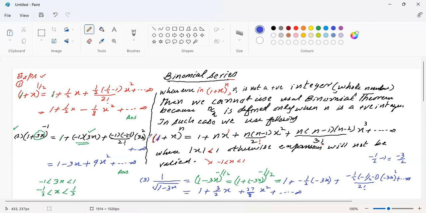And overall, I'm repeating the concept: whenever 1 plus x whole power n, where n is not a positive integer, you cannot use the usual binomial expansion. Keep in your mind this is the formula, and keep in your mind this is always equal to 1. For the validity of the expansion, x must lie between 1 and -1, and these are the two examples and these are the answers. I think everything is covered so far as the introduction of the binomial theorem is concerned. I think now there is no issue for all of you.